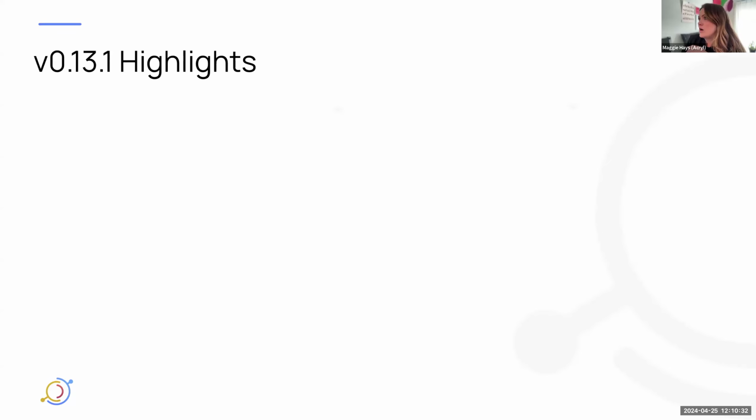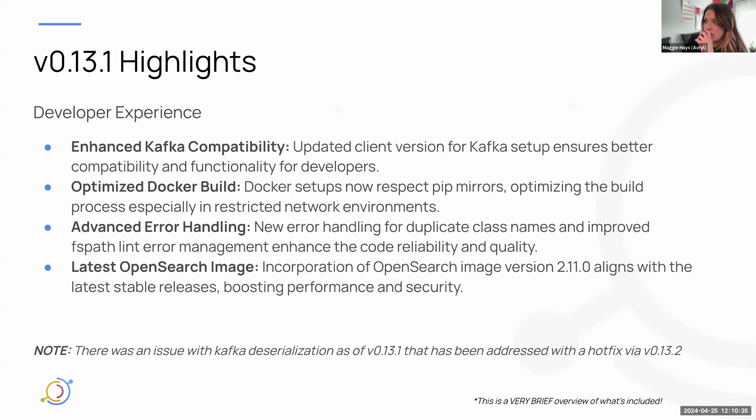And then moving right along to the developer experience side of things, we have improvements to our Kafka capability, some optimizations around our Docker builds, error handling for duplicate class names and some linting, and then incorporation of an upgrade on OpenSearch. David called this out in chat. There was an issue with Kafka serialization on 13.1, so there's a hotfix available in 13.2.